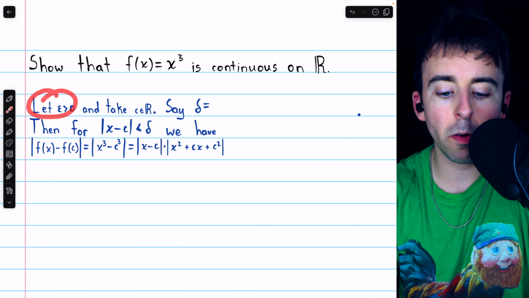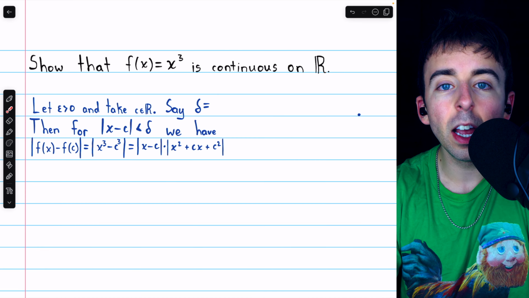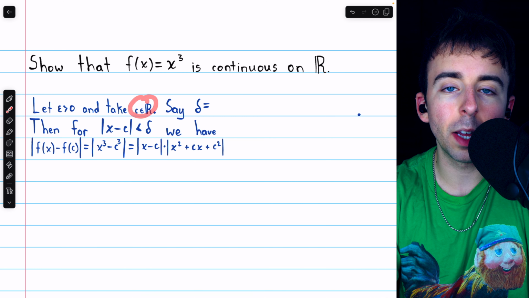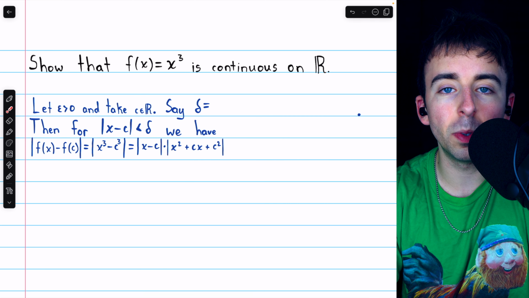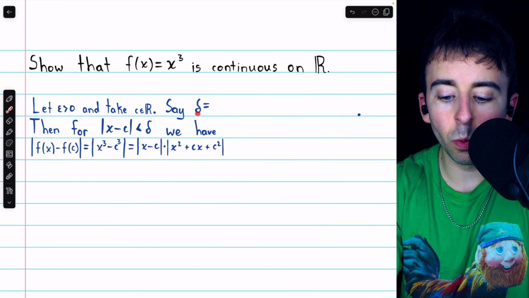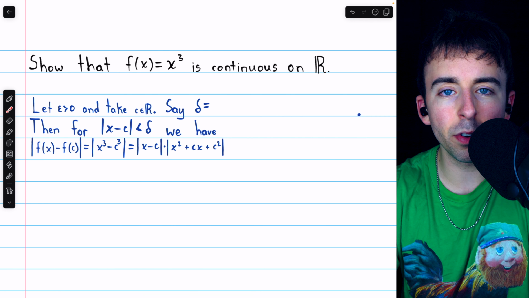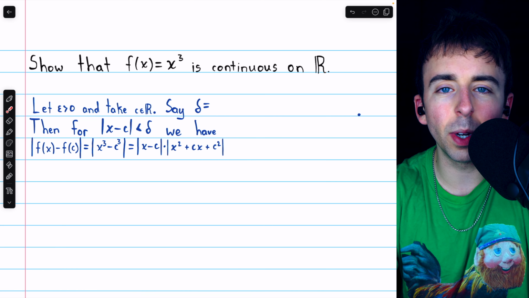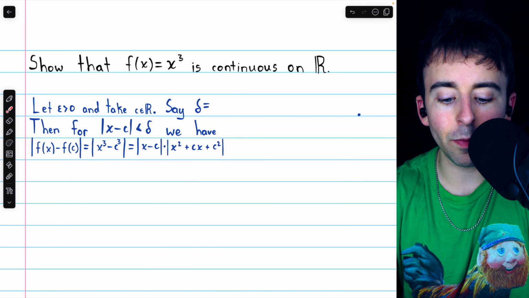Since we're trying to show that x cubed is continuous on all reals, we'll also take an arbitrary real number c and show that x cubed is continuous at this arbitrary real number. As for delta, we're just going to go through the steps of the proof, and in doing so, we'll see what delta needs to equal to make everything work out.